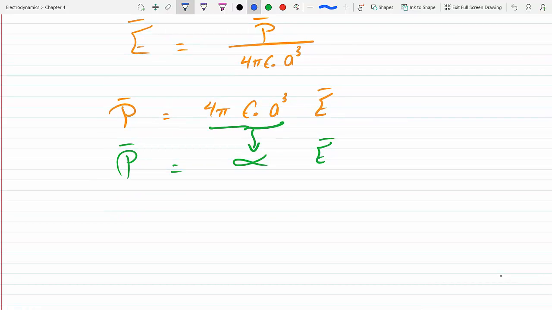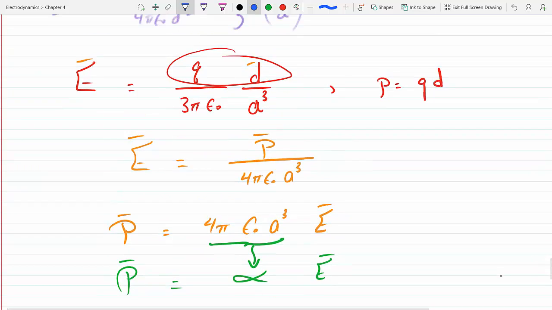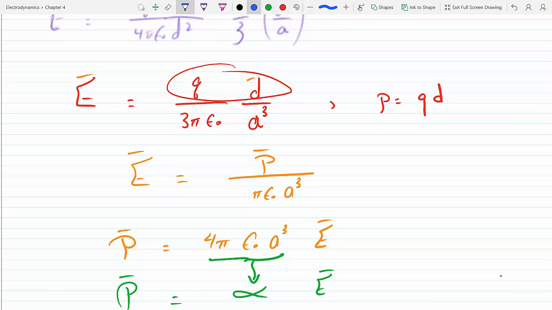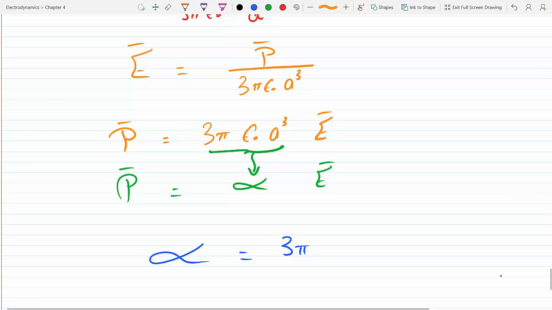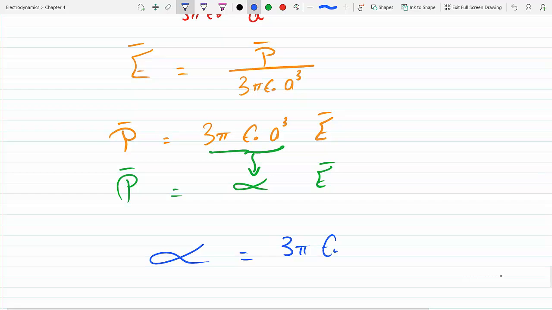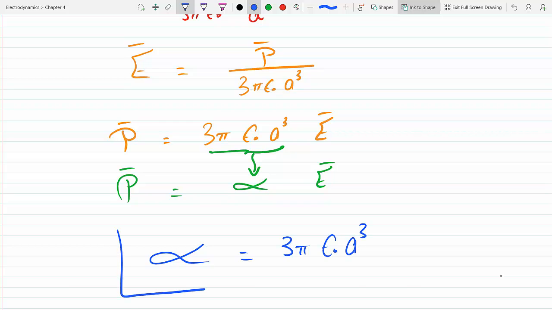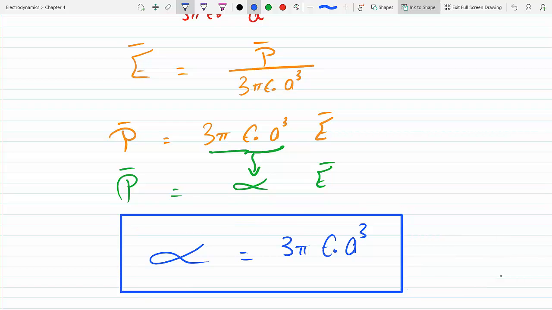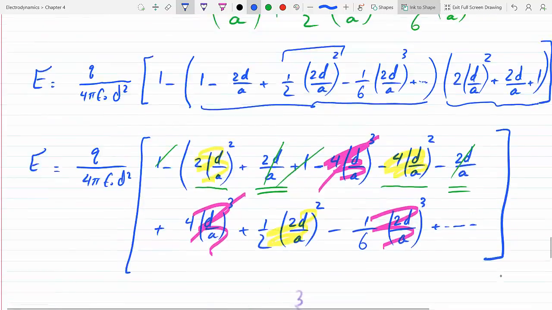So my alpha is 4 pi, wait, is it 4 or 3? 3, sorry, there's a 3 here. I wrote it as 4. It's correct up there, but I just copied it wrong. So 3 pi epsilon a cubed. This is my atomic polarizability when considering the quantum mechanical model. This concludes this question.